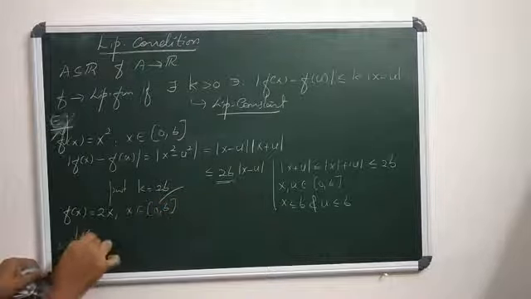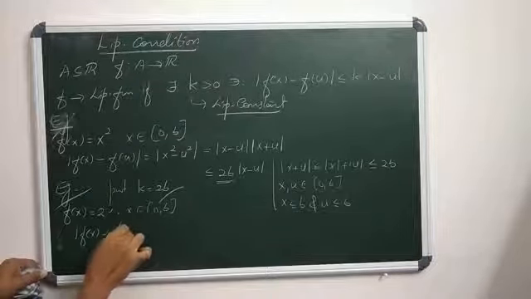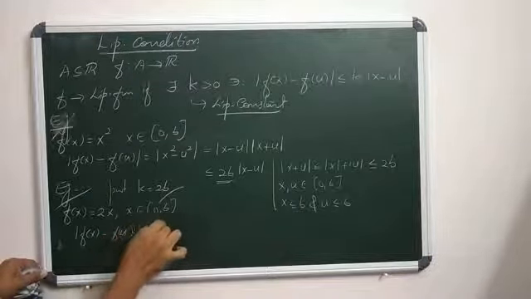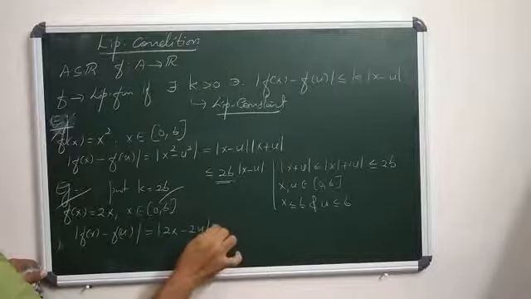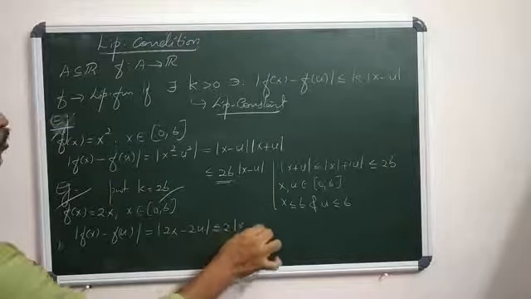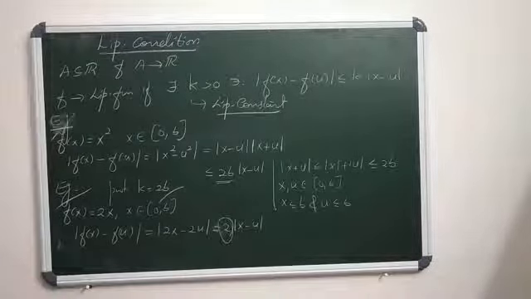What about the modulus of f of x minus f of u, another example? Modulus of f of x minus f of u equals modulus of 2x minus 2u, which is less than or equal to 2 into modulus of x minus u. So here 2 is the Lipschitz constant. Agree?